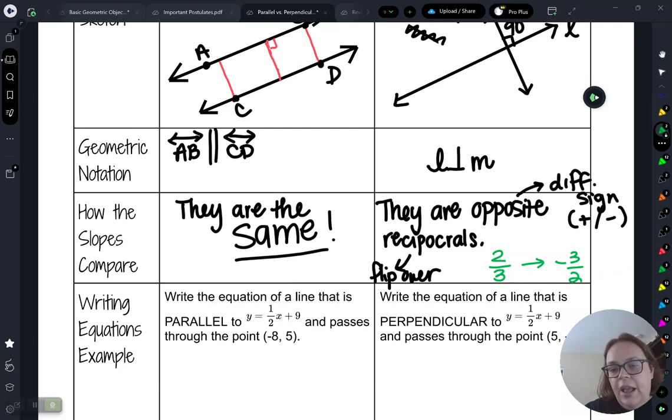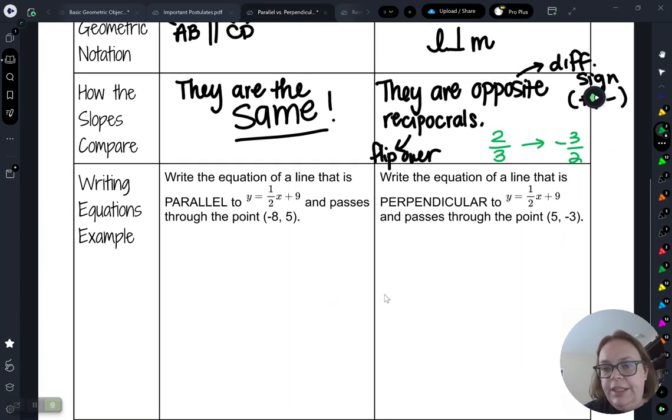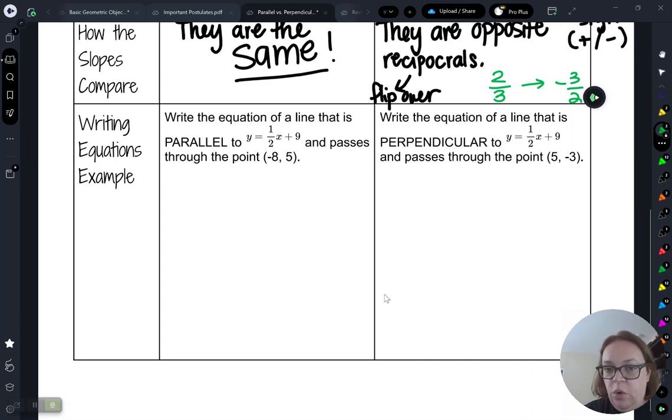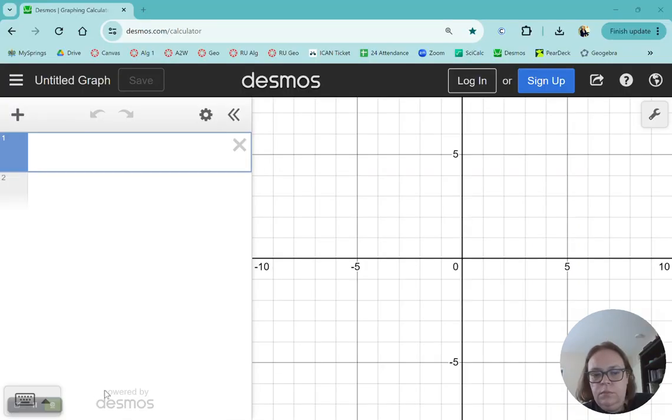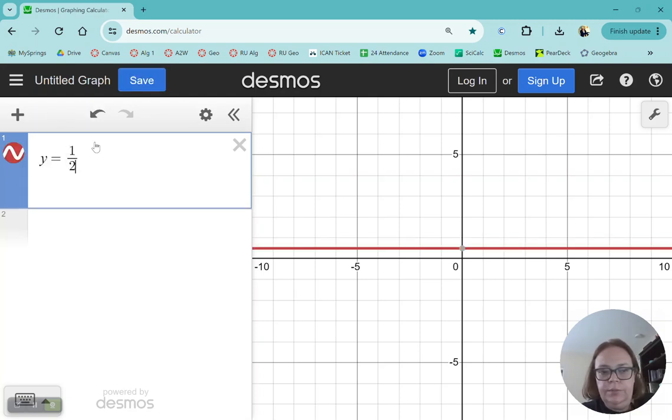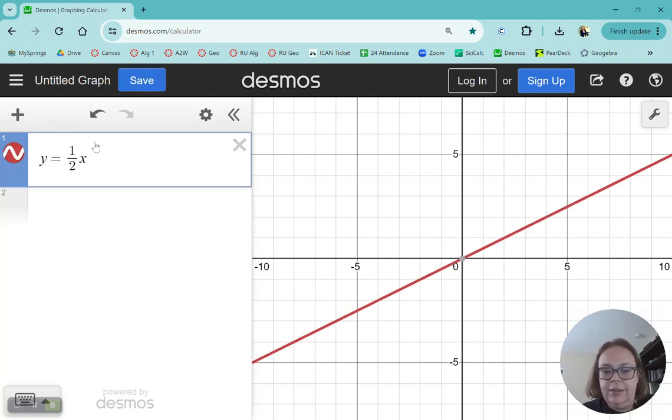Okay, so then if we're dealing with the coordinate plane, we need to know how to write equations of lines that are either parallel or perpendicular to a line and pass through a given point. Okay, so it's helpful to see a graph of this to understand what's going on and what we're looking for. Okay, so for our first one, we have the line y equals 1/2 x plus 9.